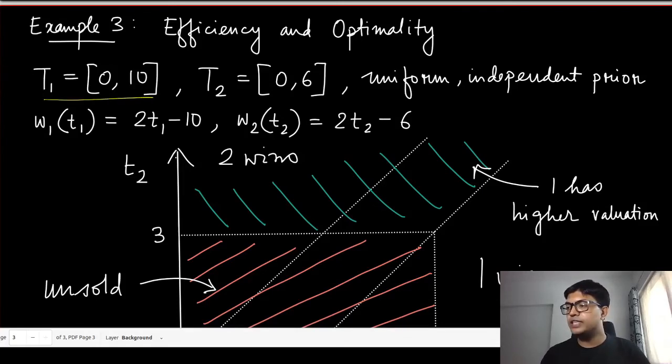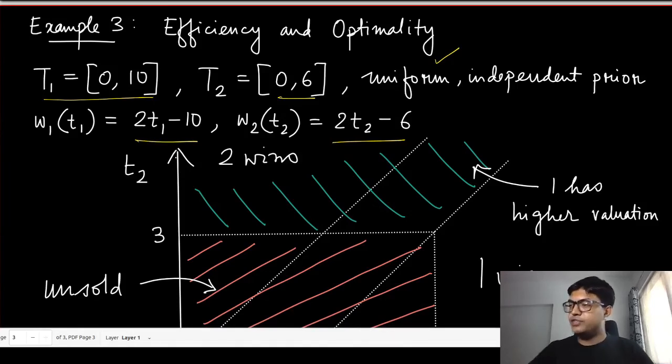There are two players again. Player 1 has the type set being the interval between 0 and 10, and the interval between 0 and 6 for player 2. And we are going to assume that the priors are uniform and independent. So then you can actually find out the virtual valuation for both these agents. Because we are talking about efficiency, we'll not be bothering much about the payments. We'll just be talking about at what point whoever becomes the winner starts winning.